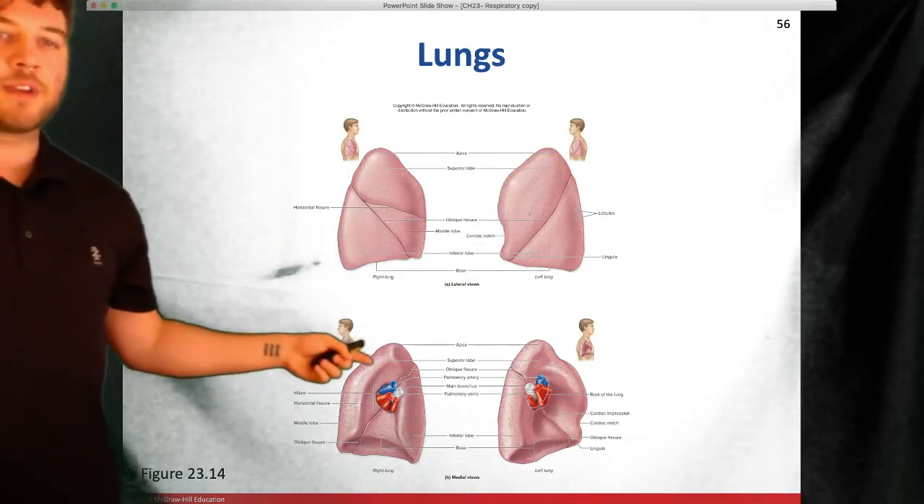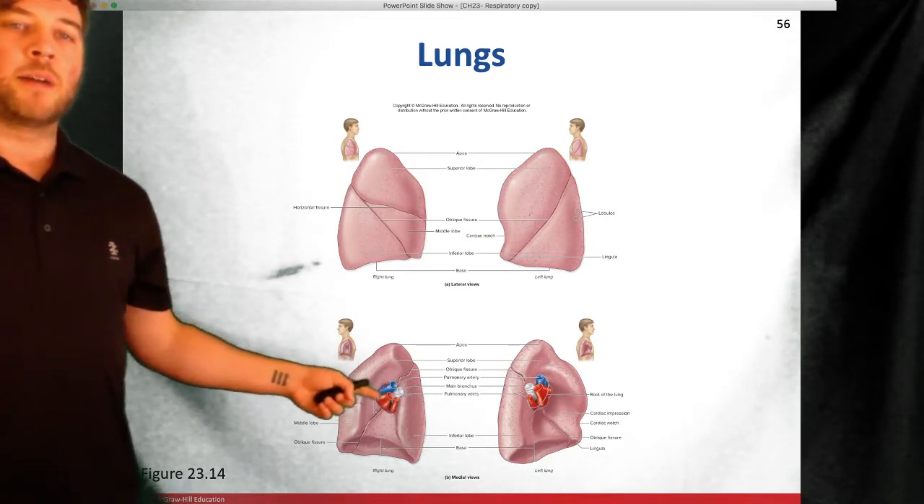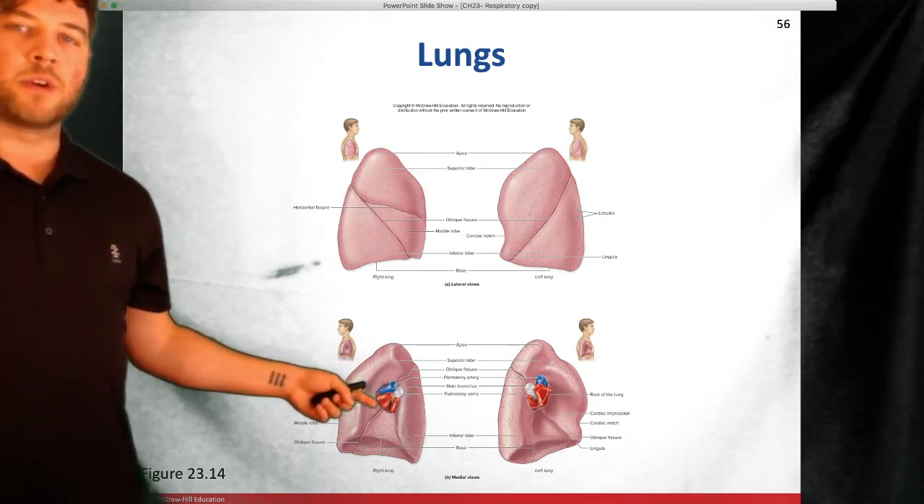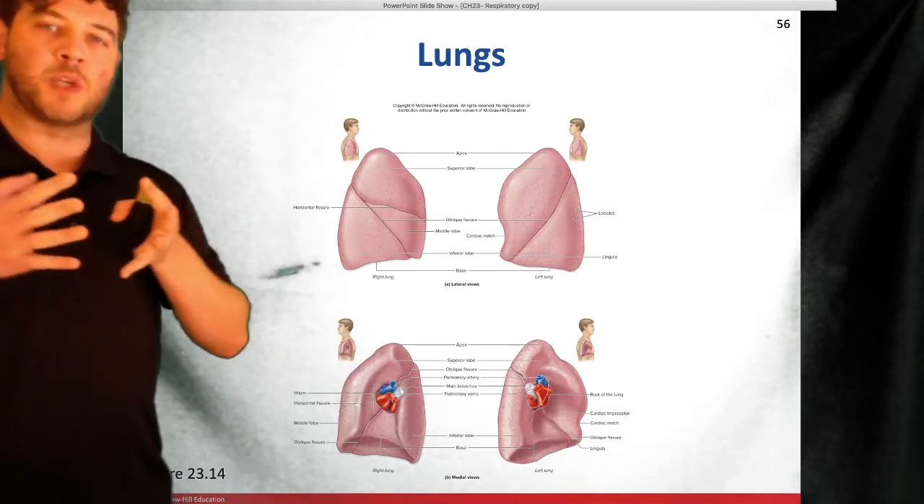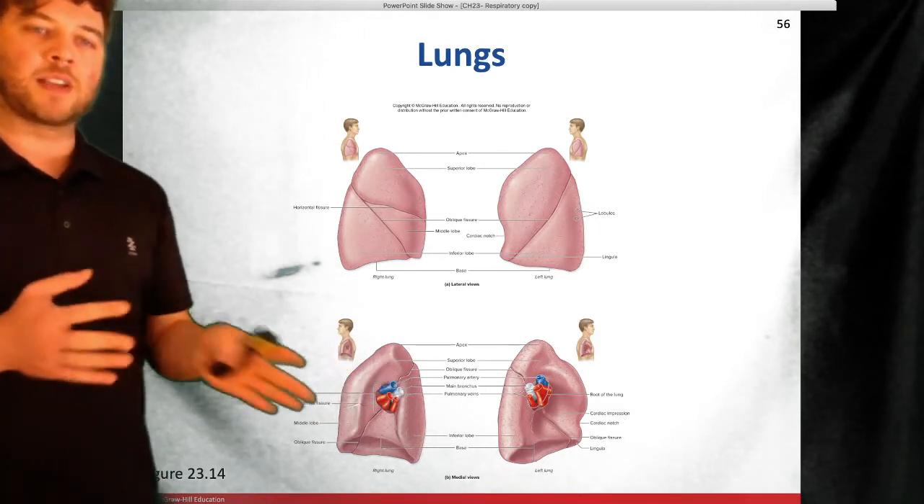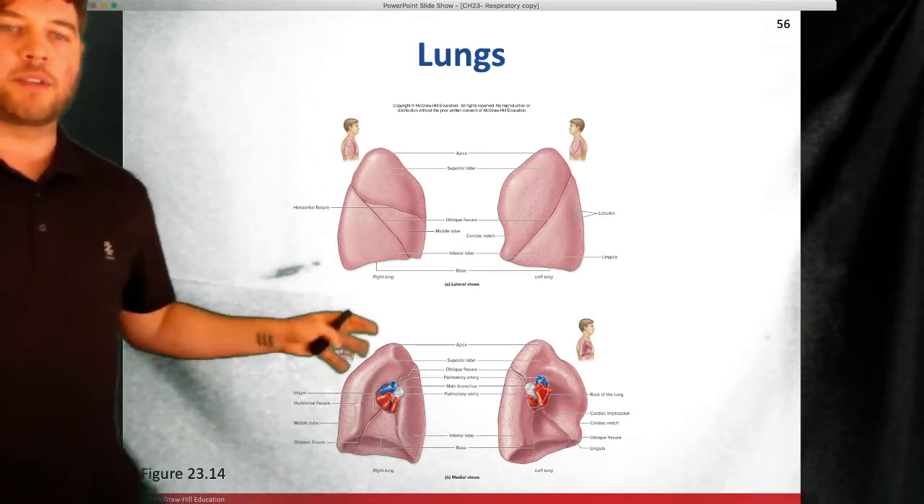And you can see how the vessels go in. Again, this is what I was saying about the hilum of the lungs. It's not really a hole. It's more of a passageway that is lined with connective tissue that becomes continuous with the coverings of the lungs and the coverings of the vessels. So it never actually opens to the pleural cavity.